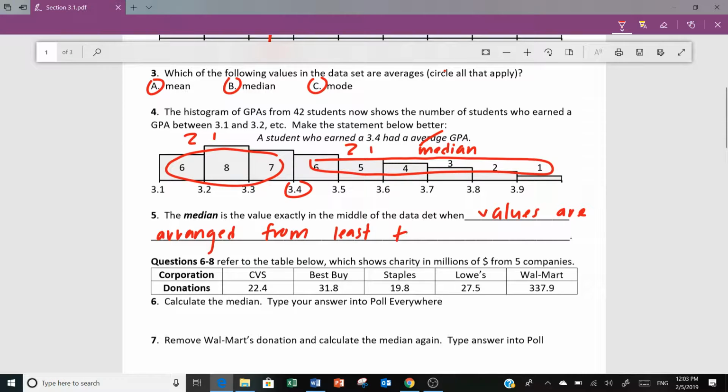Is that the only answer? No. What about greatest to least? Is the median still in the middle if you say greatest to least? Yeah, so make sure to put a definition that works really well for you, because that's what's important. Summarizing things in your own words. It can be greatest to least. If the values are arranged from greatest to least, the median is still going to be in the middle. The only difference is that the bigger values are on the opposite side and the smaller values are on the opposite side. And again, if anyone has a question, just feel free to stop me and ask.